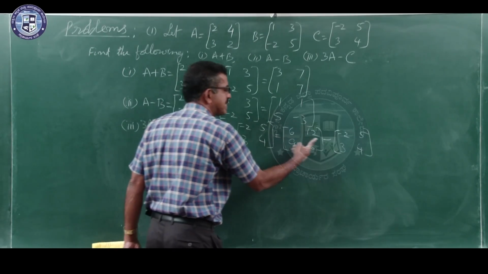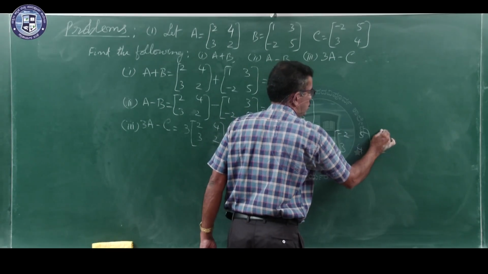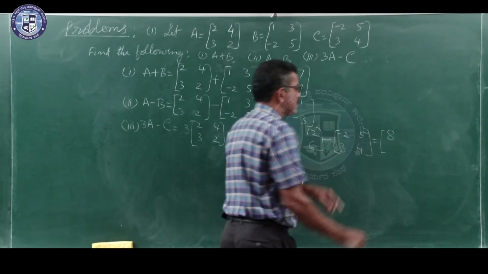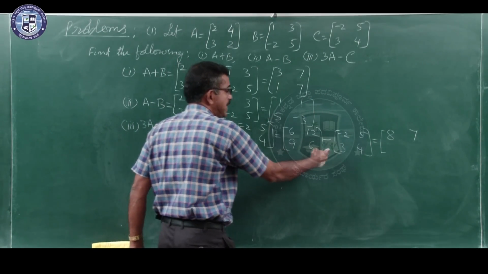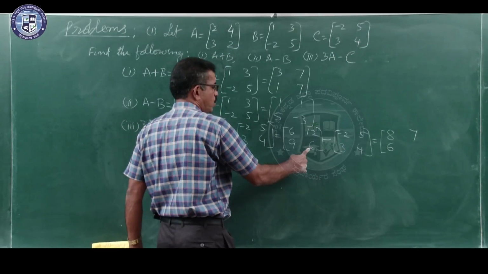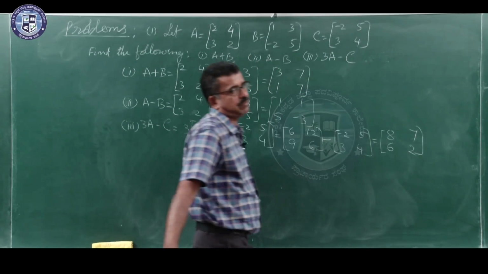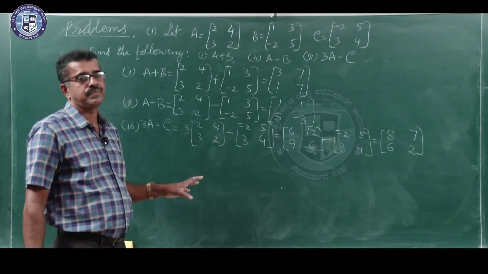Just tell me, what is 6 minus of minus 2? It is 8. 6 plus 2, it is 8. What is the next one here? 12 minus 5, it is 7. What is 9 minus 3? 6. What is 6 minus 4? It is 2. That is the resultant matrix. Have you understood? So, these are the cases.